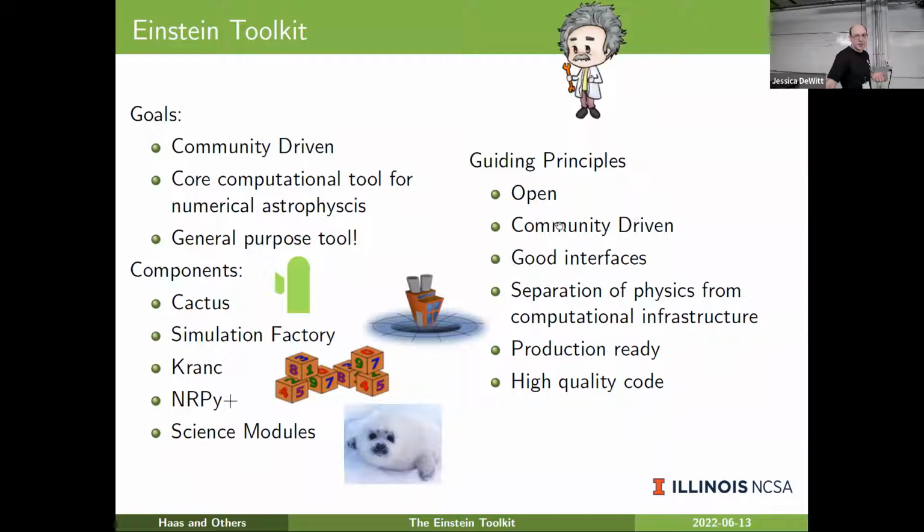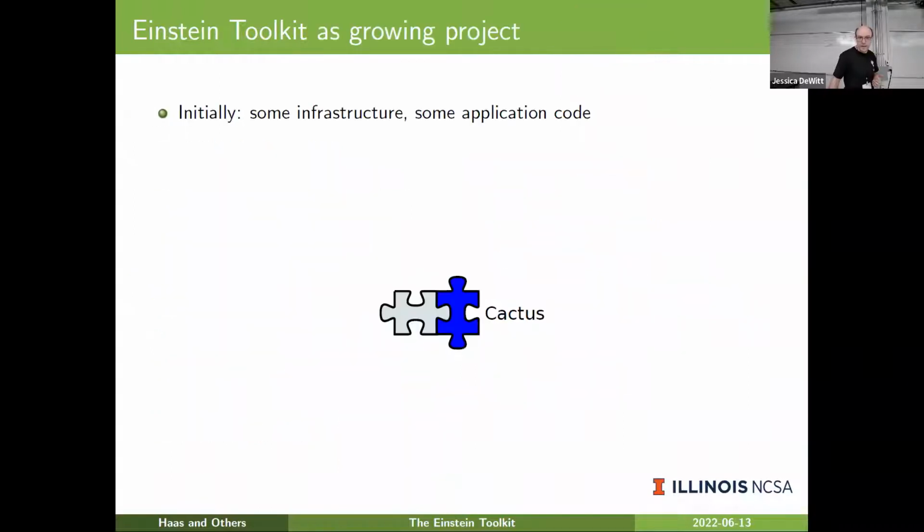There's a couple of guiding principles. It's always supposed to be open, community-driven, has good interface, and we don't want to do things in backrooms. So everything is always open. We can tell why we make decisions when we make decisions. We want to provide production-ready codes, so we don't get just a little bit, but everything from beginning to the end. And we want to provide high-quality code that's well-documented and is reasonably easy to use.